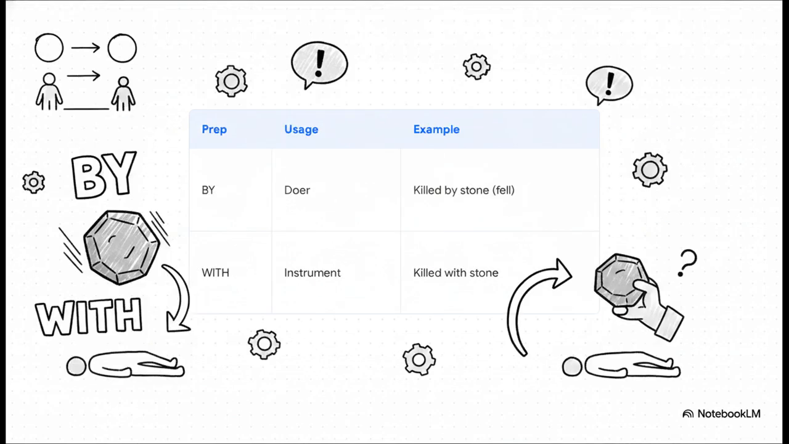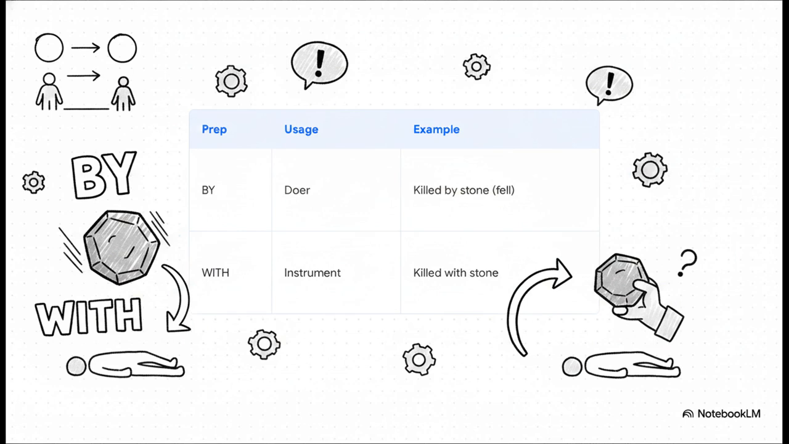Furthermore, we've got to carefully distinguish between the doer and the instrument when selecting our prepositions for the agentive phrase. We use "by" for the true doer of the action, whether that doer is animate or inanimate. For example, "he was killed by a heavy stone" implies an accident. The stone simply fell on him. But we use "with" for an instrument wielded by an unnamed agent. So, "he was killed with a heavy stone" means someone deliberately used the stone as a weapon.